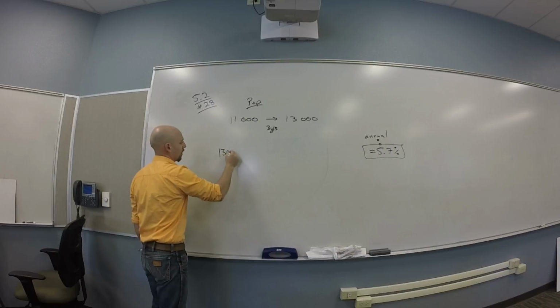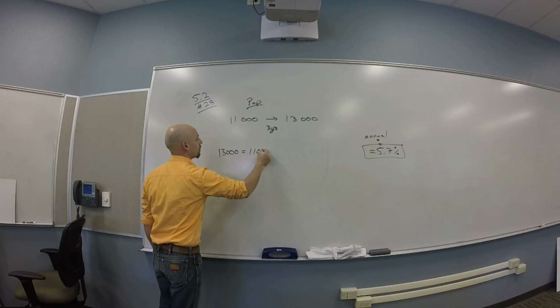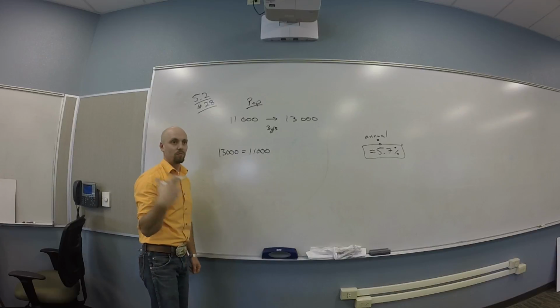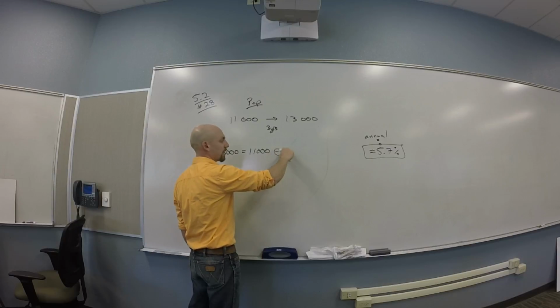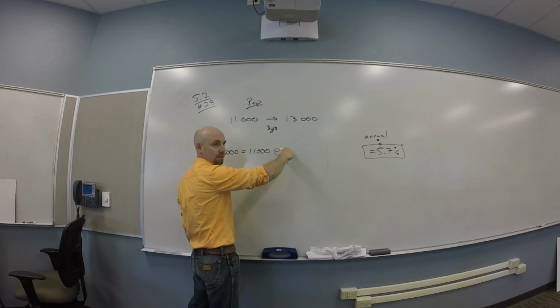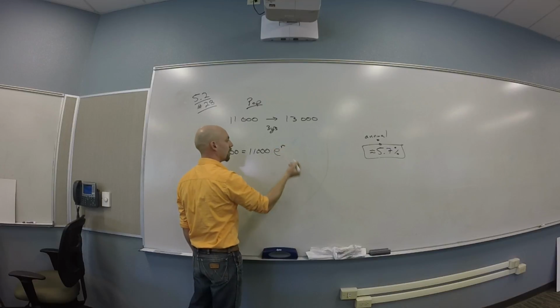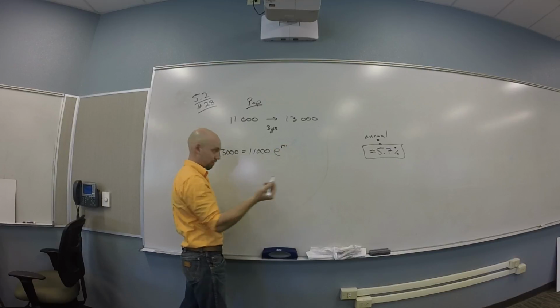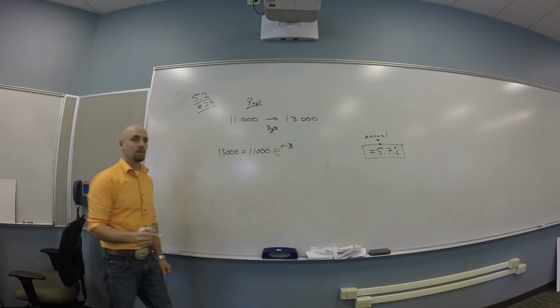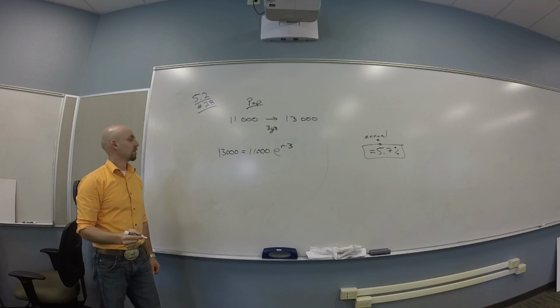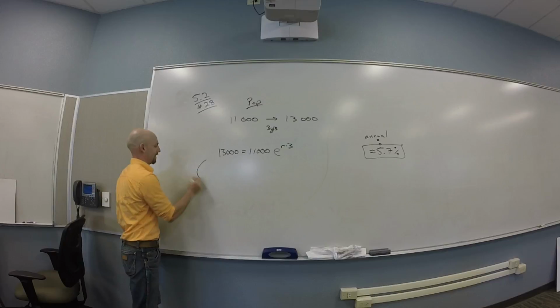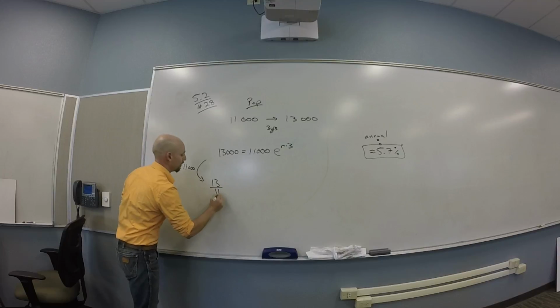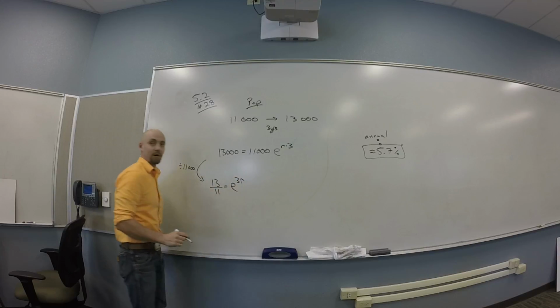So I'm going to rewrite 13,000 is 11,000 what? E to the, and then this would be a kt, or rt or something. So the r is the thing I don't know. What's the time? 3. You guys see that? Okay, so now what do I do? Same thing. Solve it, except it's a natural log or something. Divide by 11,000, so you get 13 over 11 is e to the 3r.